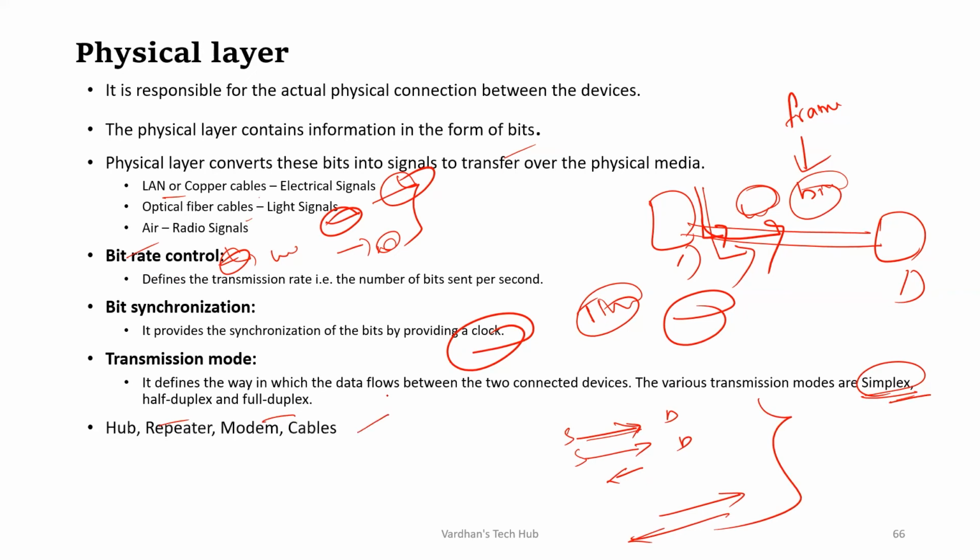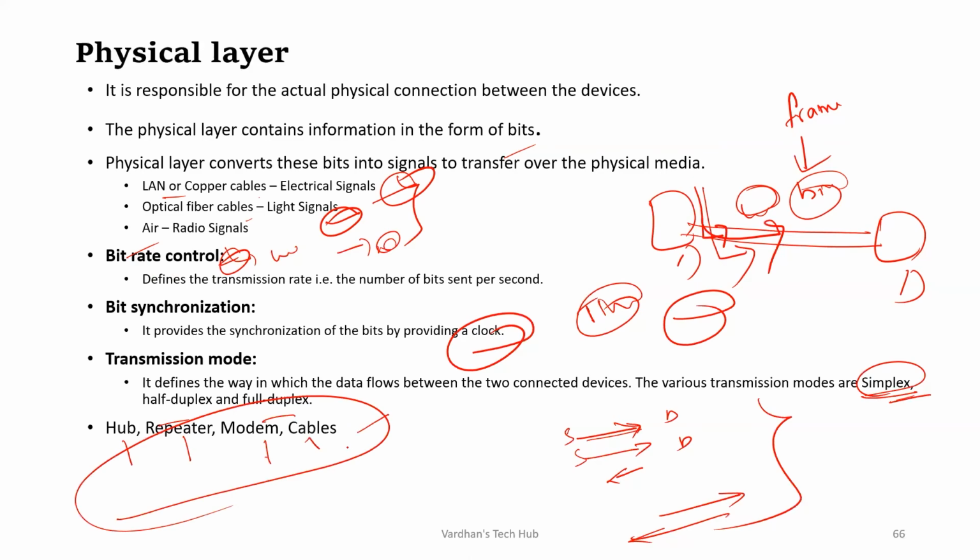So here in the physical layer we have these network devices: hub, repeater, modem, and cables. These are the list of devices we have. So this is about the OSI layers, how each layer performs its functionality.